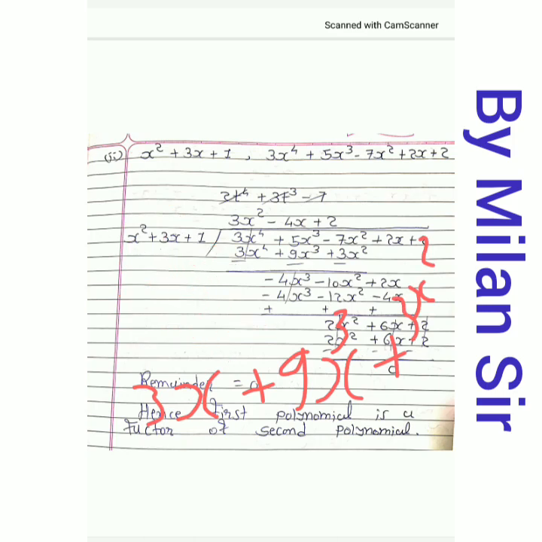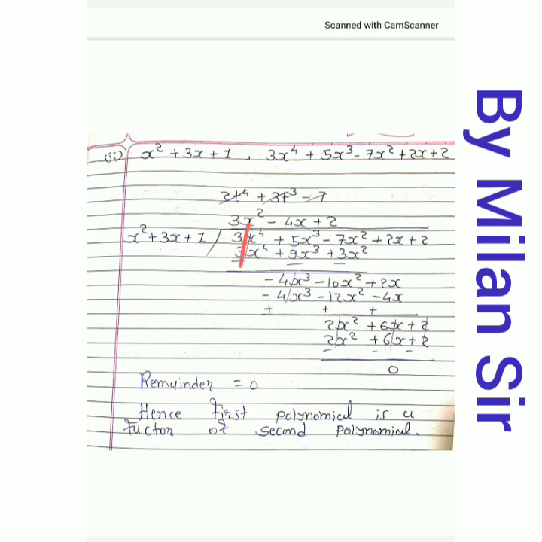Just write down in second line. So I already written here. Then we need to change the sign because subtraction process is there. So plus is converted in minus, plus is converted in minus, and plus is converted in minus. Okay. Then this 3x raised to 4, 3x raised to 4, plus and minus, it is cancelled out.